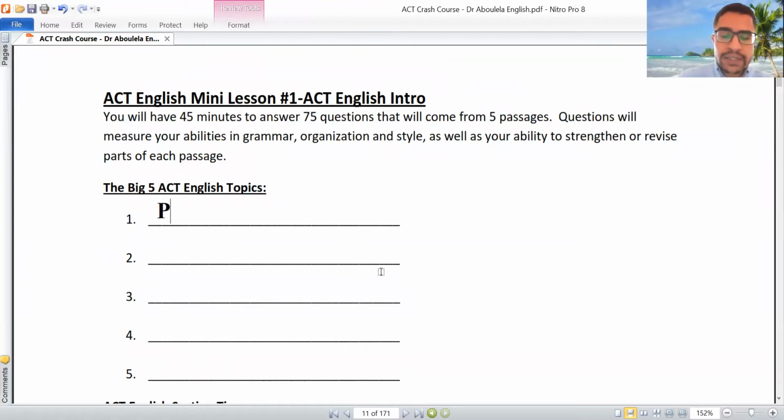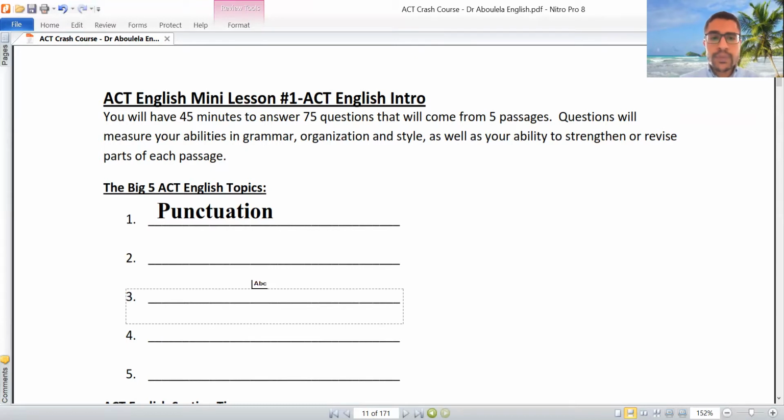So what are the big 5 ACT English topics tested there? The first big topic is punctuation. So all punctuation marks within the sentence and between sentences are tested, very important. The period, the semicolon, the colon, the dash, the comma, the apostrophe, quotation marks, the question mark. The second topic is grammar. Third topic is grammar points like subject verb agreement, tenses, which are tested quite frequently.